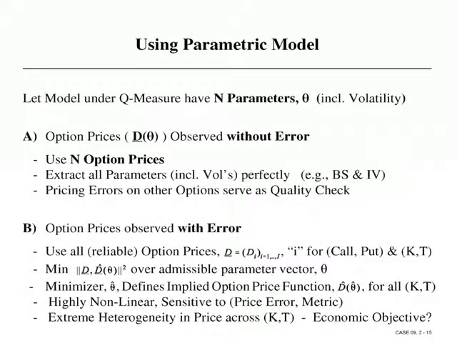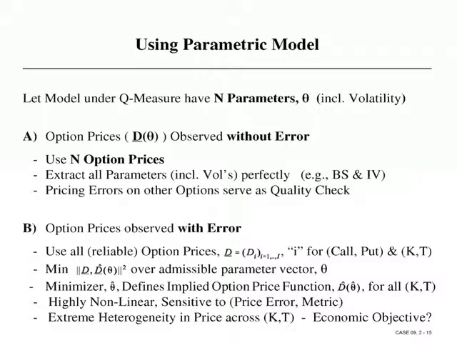And that minimizer gives you the parameters, and that defines what the option prices should be for all strikes and times to maturity. The problem with doing that is that when you're looking at the option pricing space, it becomes a very highly nonlinear function of the option prices. It becomes very sensitive to pricing error and the particular metric you use to evaluate these things, and there are papers about that. There are certainly sensible things to do, but there's a lot of heterogeneity in price across strikes and times to maturity.